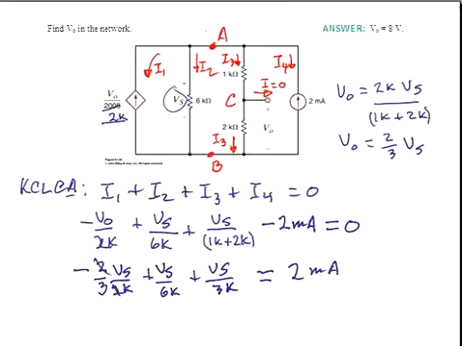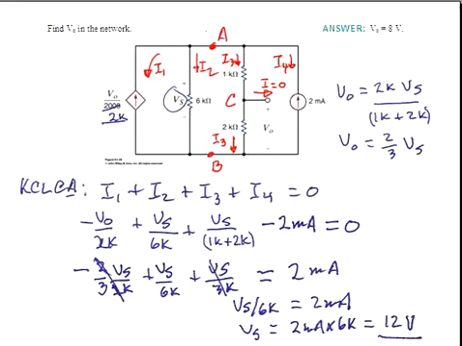We can cancel some terms here. The Vs over 3Ks are opposite sign. They will cancel, and we obtain that Vs over 6K is equal to 2 milliamps, or V sub S is equal to 2 milliamps times 6K, which is 12 volts. And finally, we can use our expression that we determined for the VO in relation to Vs and find that VO is equal to 2/3 times 12 volts, and that is equal to 8 volts.